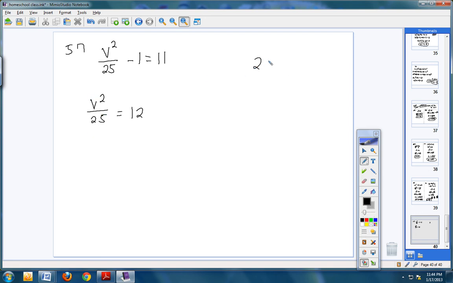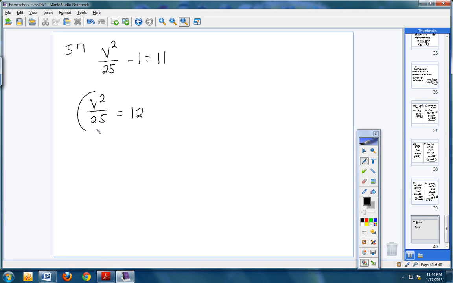Now, think about this. If I had 25v squared equals 12, these two are multiplying, and the opposite of multiply is divide. So I would divide both sides by 25. We know that. We've done that many times. Well, what is the 25 doing to the v squared? Isn't it dividing? Well, what's the opposite of divide? Multiply. So let's multiply both sides by 25.